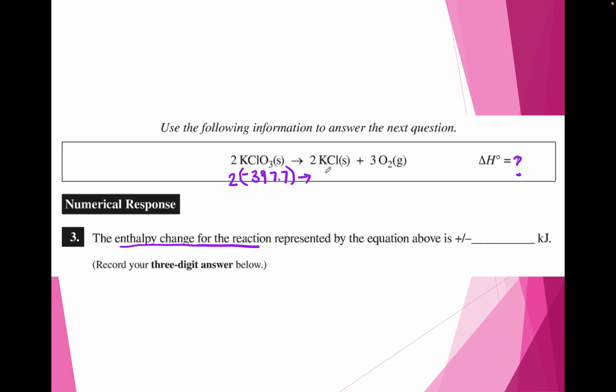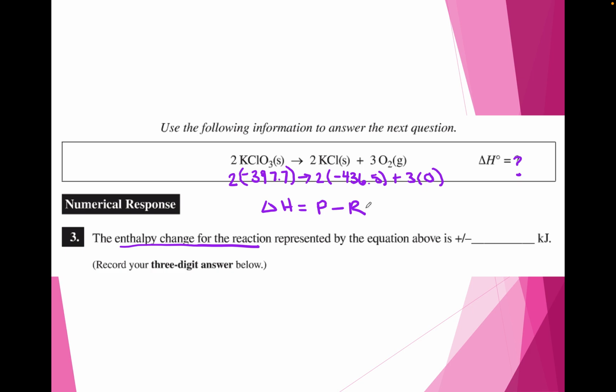And then I would want to look at potassium chloride, which was right under that in my booklet. And I would also want to multiply this one by 2, which is negative 436.5. And if I added on my oxygen, because it's an element by itself, it is just 0. So now I would plug this into my calculator, and in the most simple form, as we start to get better at this, we're just taking our products total and subtracting our reactants total.